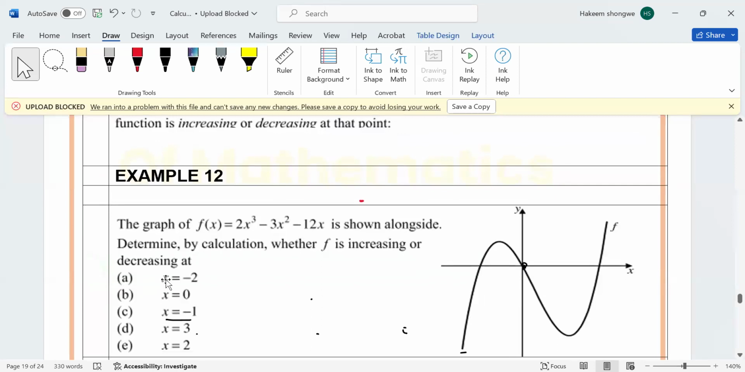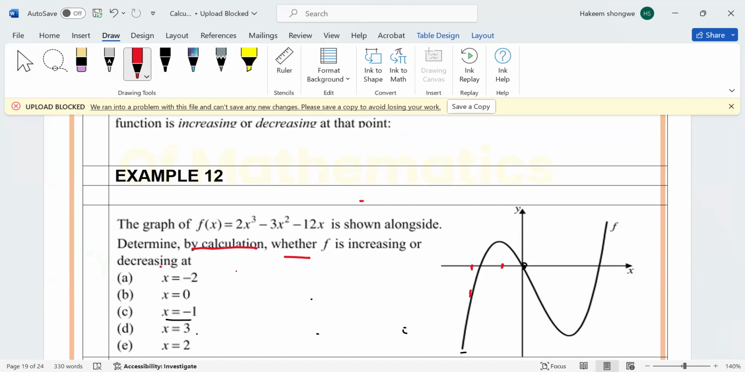And I say, when x is equal to minus 2, let's go and check x is minus 2. We expect x equals minus 2 to be somewhere this side. So this can be minus 1. If we say this is minus 1, we expect minus 2 to be somewhere this side. And then I can ask you, what is happening to the function? Is the function increasing or decreasing? Here's what we can do. We can determine by calculations whether a function is increasing or decreasing.